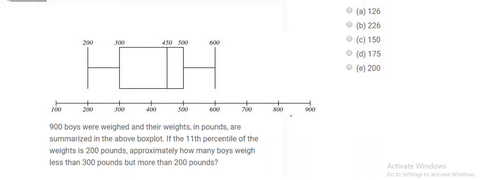We are going to solve another problem of statistics. Here there's a diagram with lots of information, but I don't think we will be needing all of them. So let's look into the question.